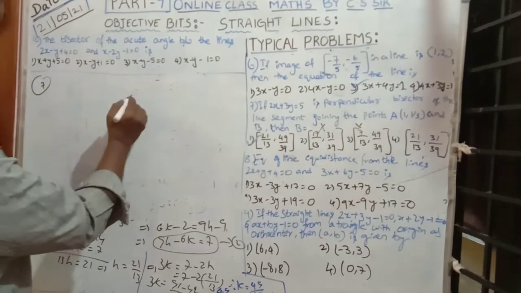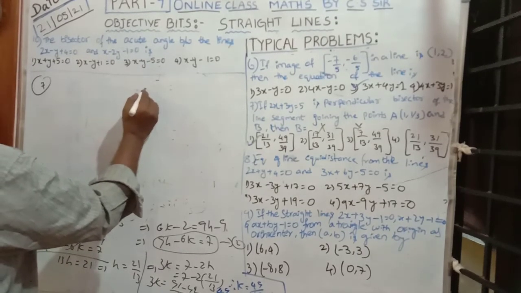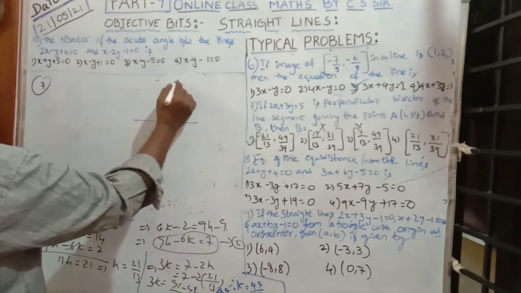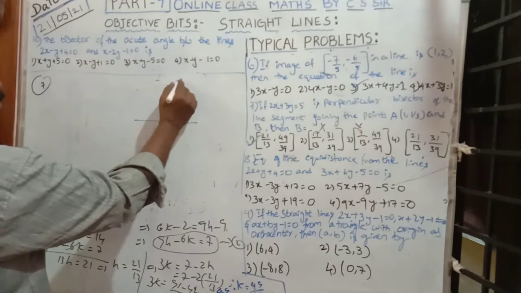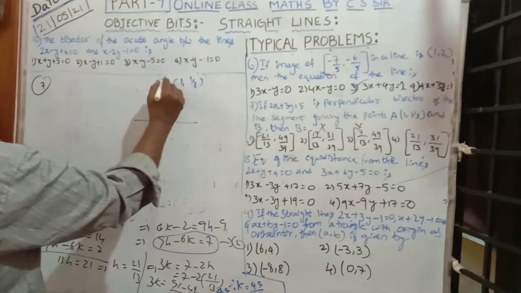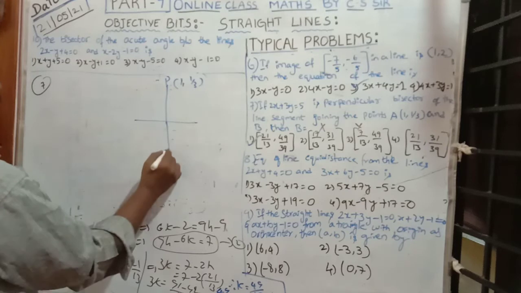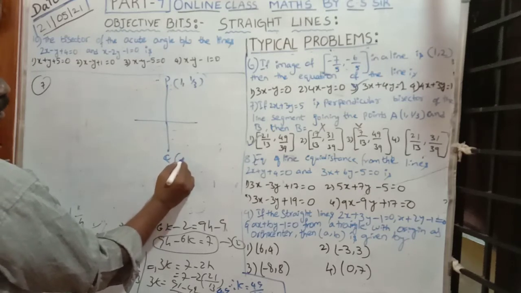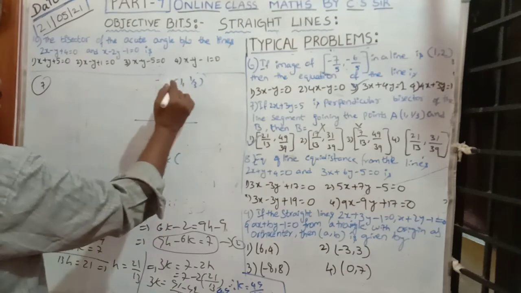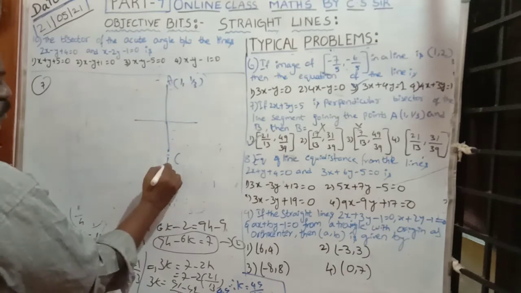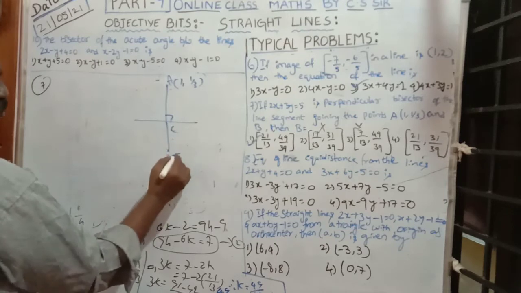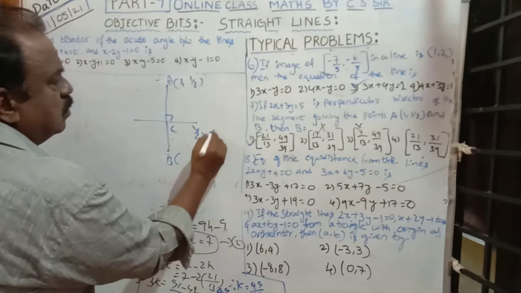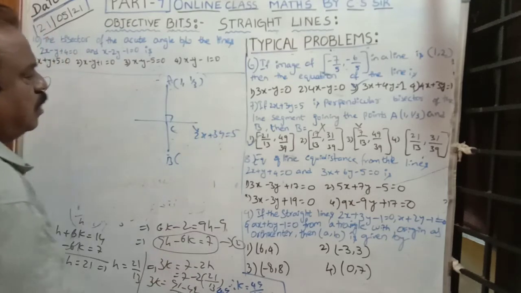You see, as usual, we know it. This is the required line. 1 comma 1 by 3 is the point P, and it is the image Q. Just like that, B; A is given. It is A and it is B, and the midpoint C. This is the required line, it is 2x plus 3y is equal to 5.